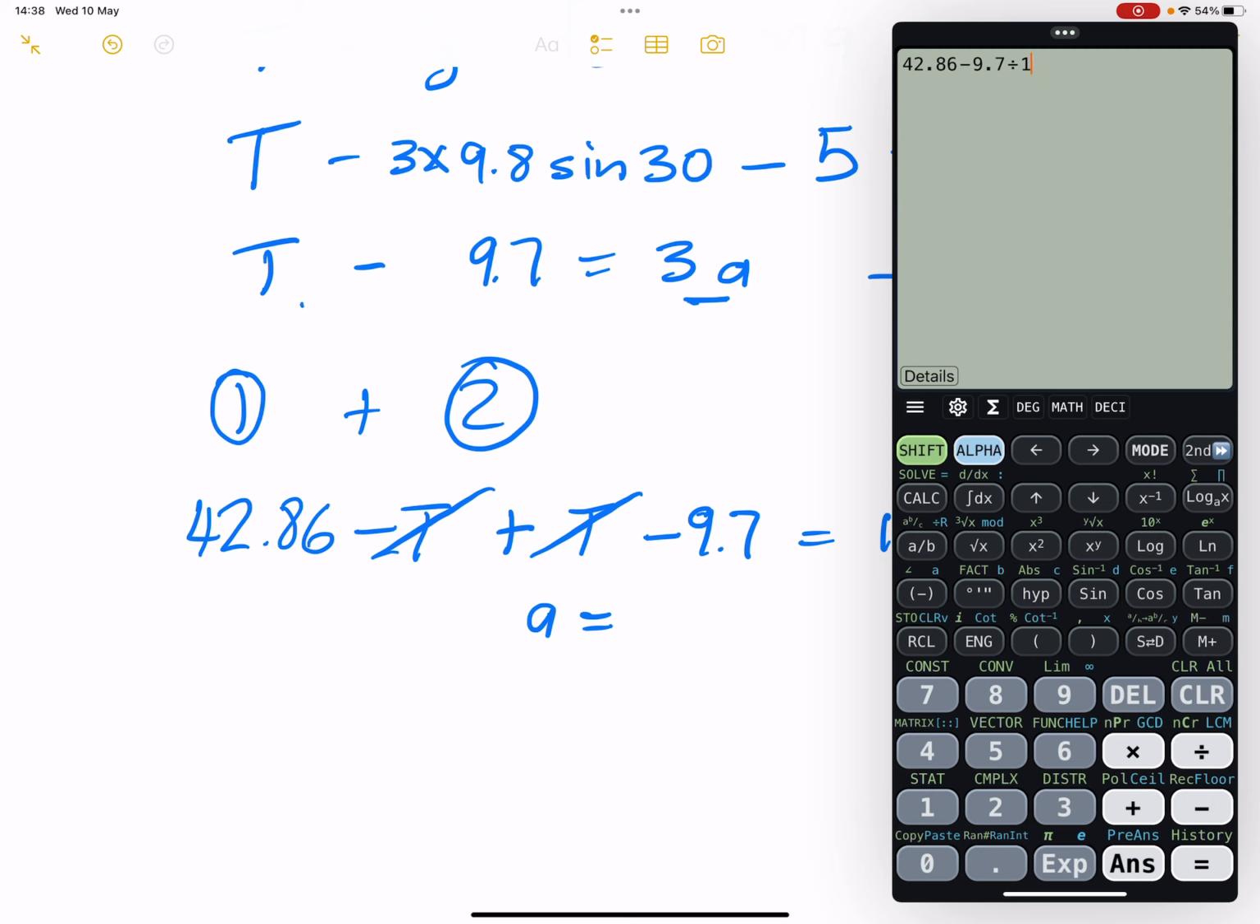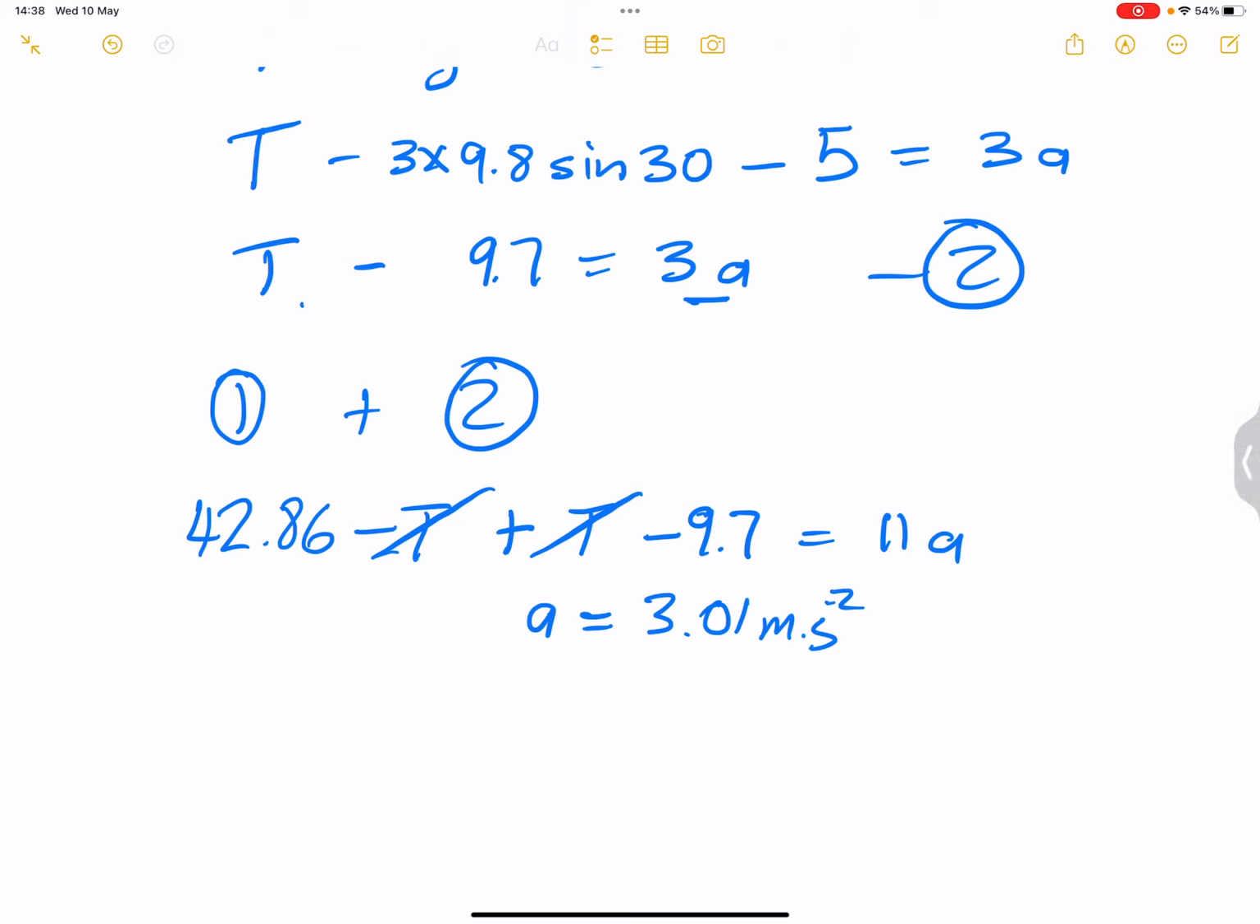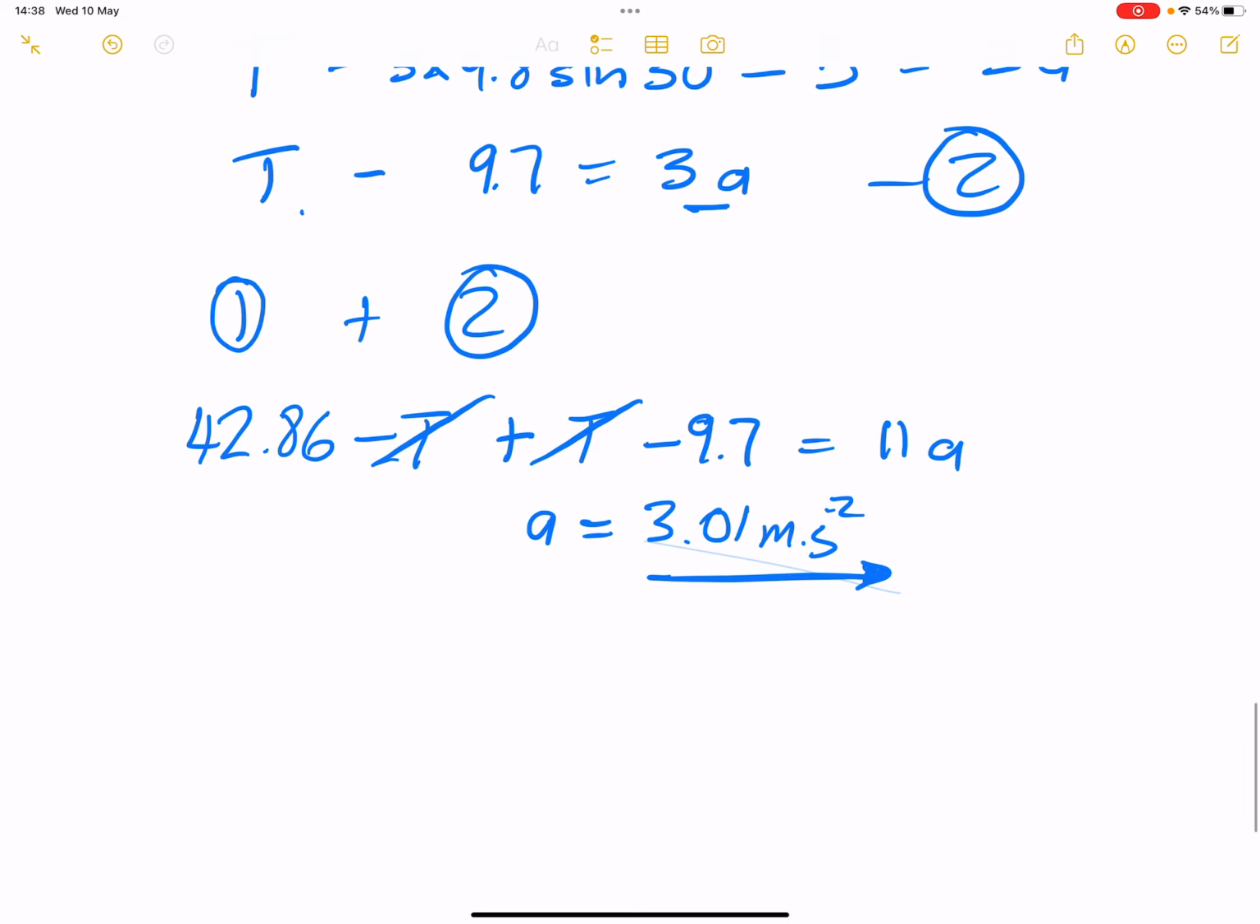Let's divide by 11, and I get a value of 3.01 meters per second squared. So that's the value that I get. You can verify if this is so. If I made a mistake, please do say so in the comment section, but be polite, hey? You guys sometimes can go on the attack.